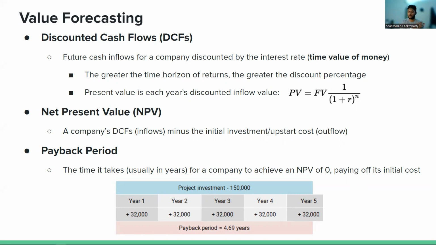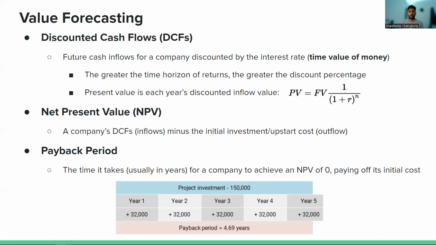Now, we use historical values to predict into the future. So if we see we've been growing at 10% the past 3 years, we can reasonably assume that we'll continue growing at 10% or something close to that over the next 3 years. This is where DCFs come in. So it's future cash flows, inflows for a company, discounted by the interest rate. This is because of the time value of money.